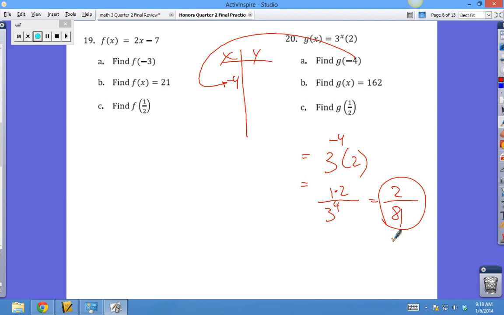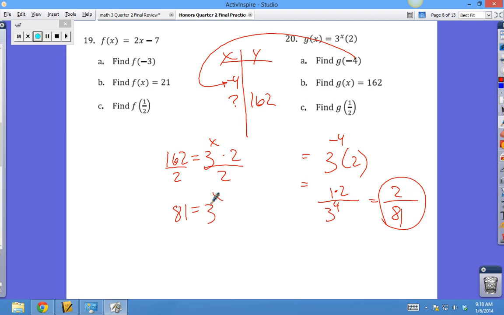Okay, B. The answer is 162, and they want to know the x, so this is a tough one. 162 is equal to 3 to the x times 2. Okay, I'm going to ditch the 2. Divide by 2, divide by 2. What's half of 162?